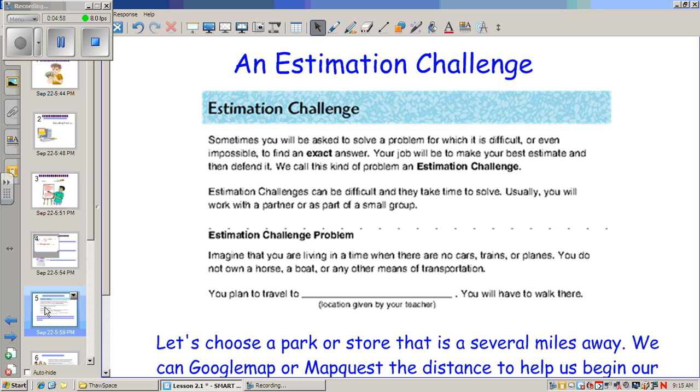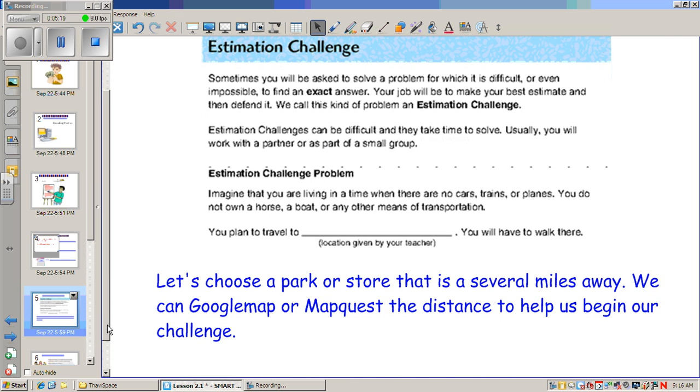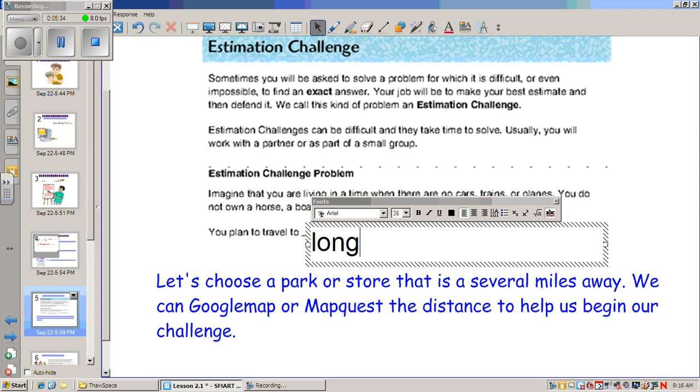Imagine you are living in a time when there are no cars, trains, or planes. You do not own a horse, a boat, or any other means of transportation. You plan to travel by blank. You will have to walk there. You will travel to, blank. So it says we can Google a park or a store that is several miles away, and we can Google Map or MapQuest it. So I am going to pick Long Lake Park. So Long Lake Park is actually what I'm going to write in there. And I'm going to say Long Lake. Oops, I better capitalize it, right?